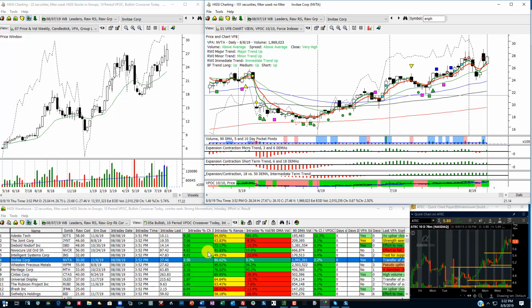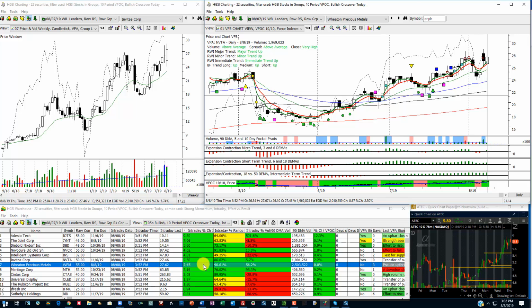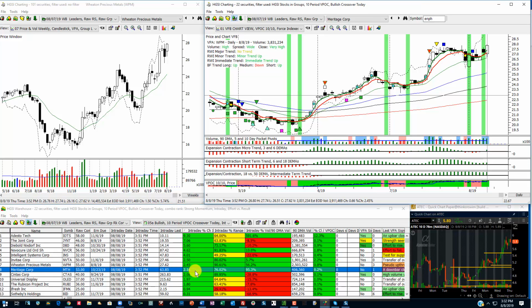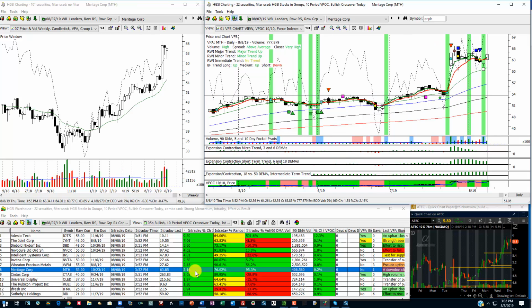And I don't know why there's my green bars. This is wheat and precious metal. Meritage. But every time the filter rings true or gives a signal, you can actually look at this chart, see where the prior signals are generated, and then you can make decisions based upon that.